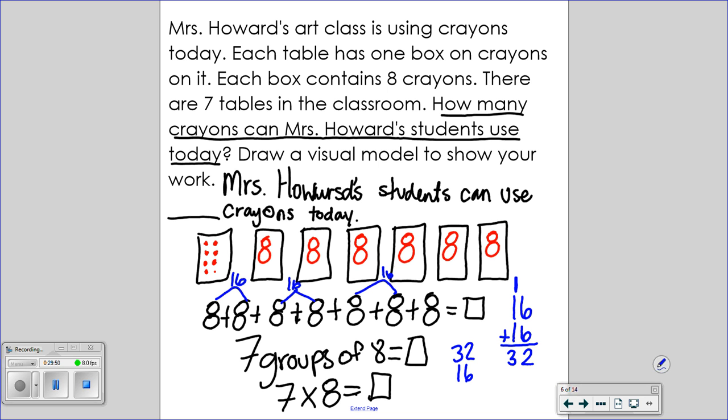32 plus 16. So I've done this one. I need to add my final 16. 6 plus 2 is 8. 3 tens plus 1 ten is 4 tens, 48. I've done this one. Now I have just my 1 8 to do.